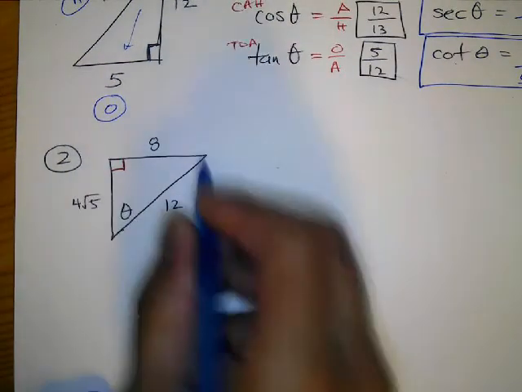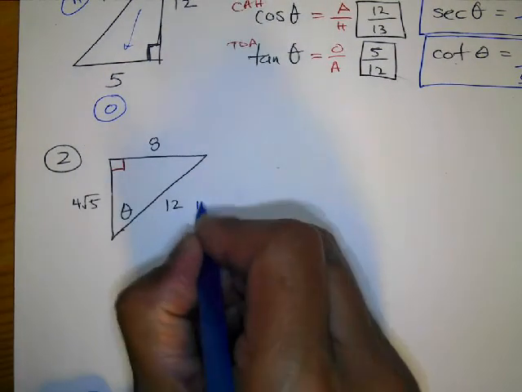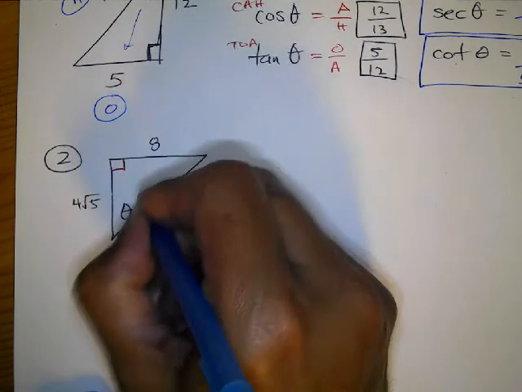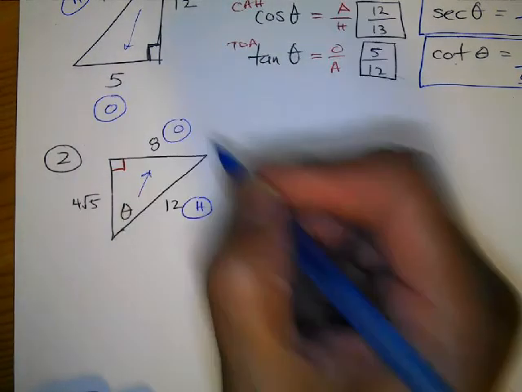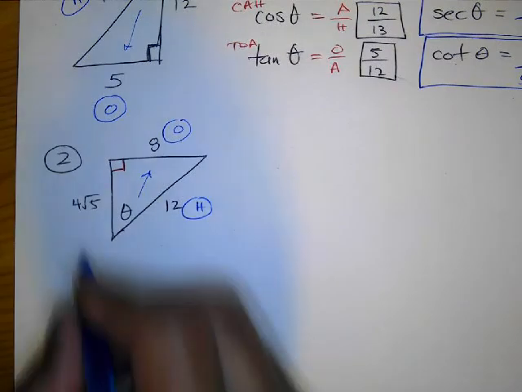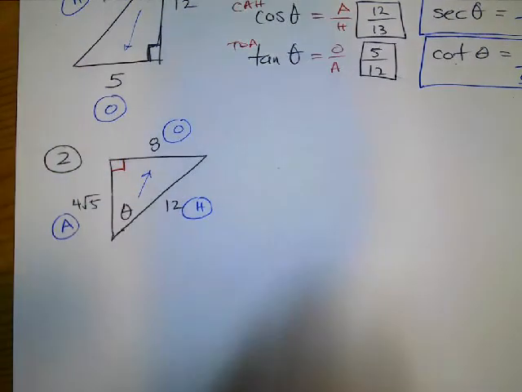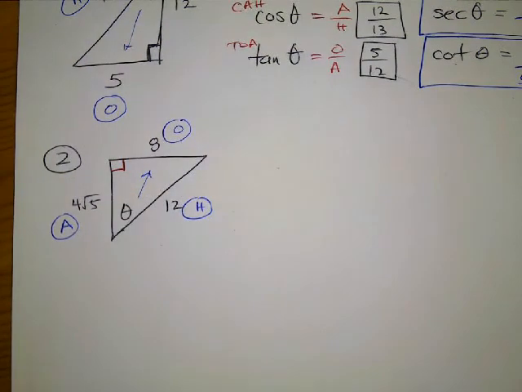Well, let's label the sides first, right, before we start anything. We got all the sides. This is the hypotenuse side. That makes this the opposite. It's opposite of the angle. The 8 is your opposite. And this will be the adjacent.